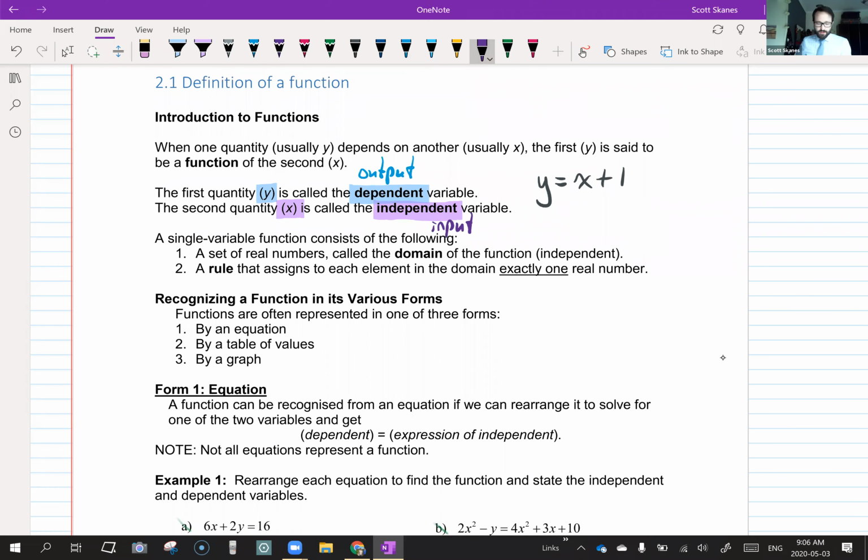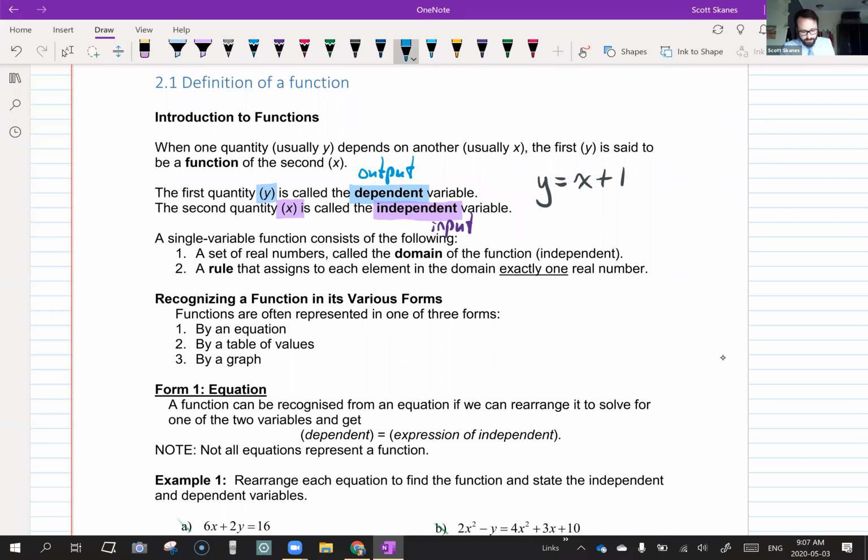So for example, you go to the movies. The number of people that go to the movie is the independent variable. It's just 5 people go to the movie. It doesn't depend on anything. The cost that you're going to have to pay to go to the movie is of course the dependent, because it depends on how many people came to the movie.